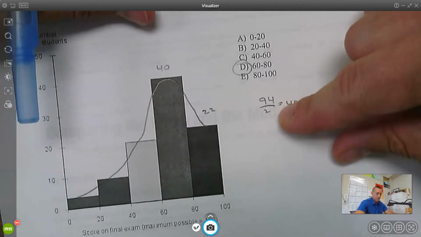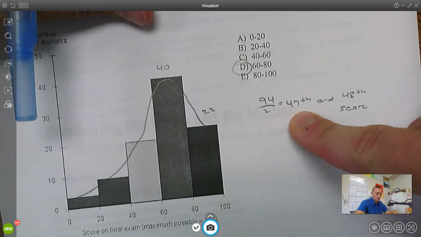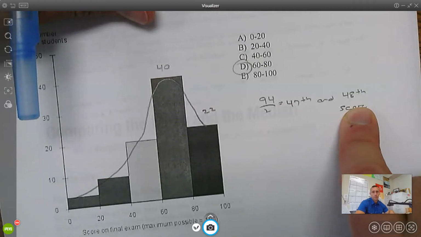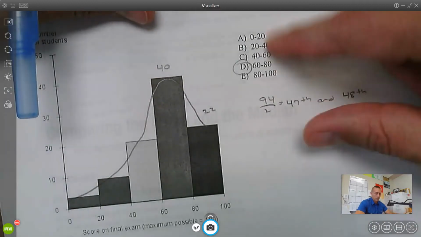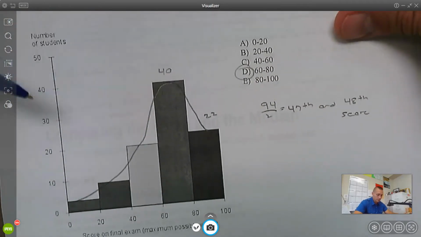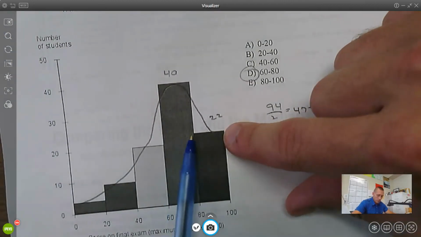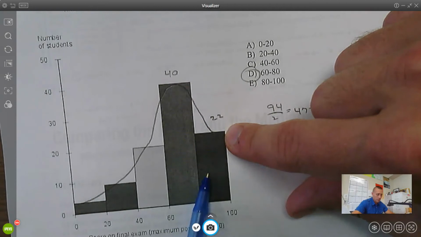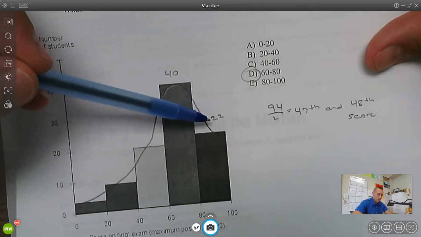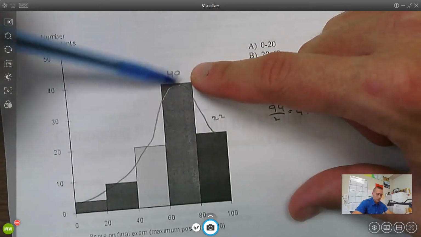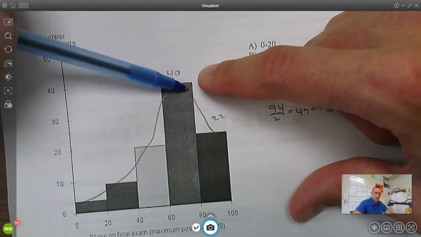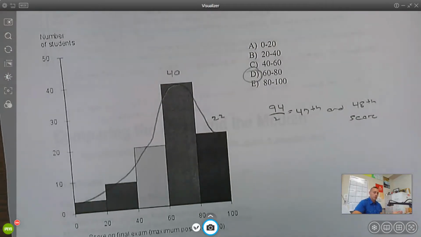I'm taking 94 divided by 2. I get 47. So I need to find where the 47th and 48th score fall in this histogram. And then I can figure out which interval contains the median. So I can't tell the exact frequencies, but I know there's about 22 that fall in the 80 to 100, and then there's about another 40 that fall in the 60 to 80. So that means the 23rd, 24th, all the way up to the 62nd score is going to fall in this interval. So that means the 47th and 48th score are going to fall there.